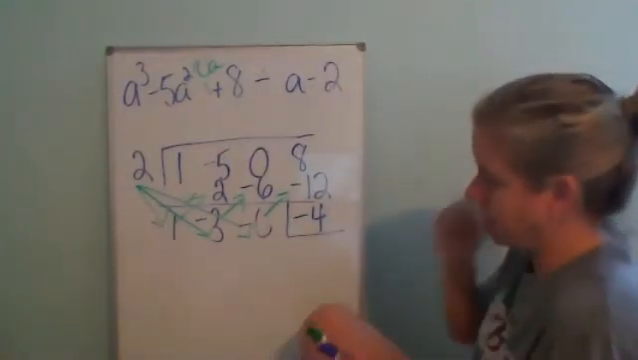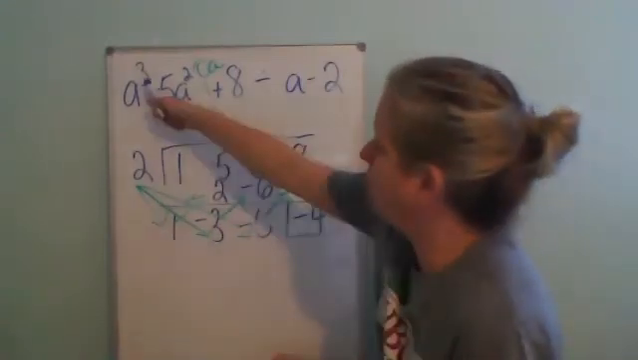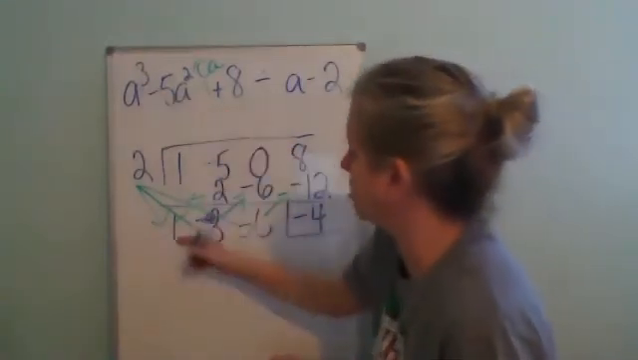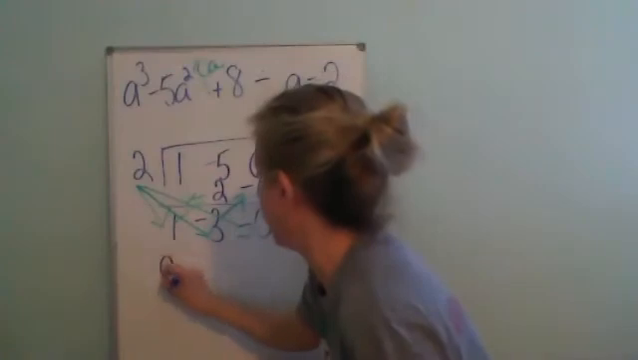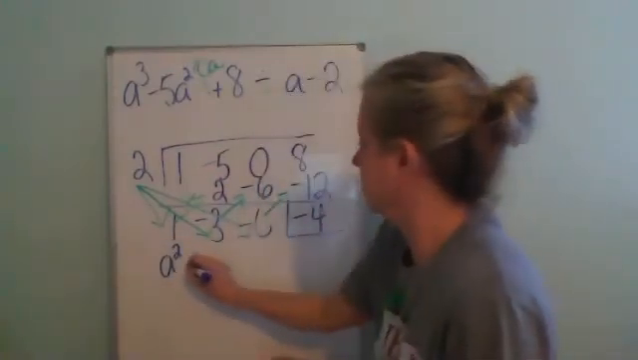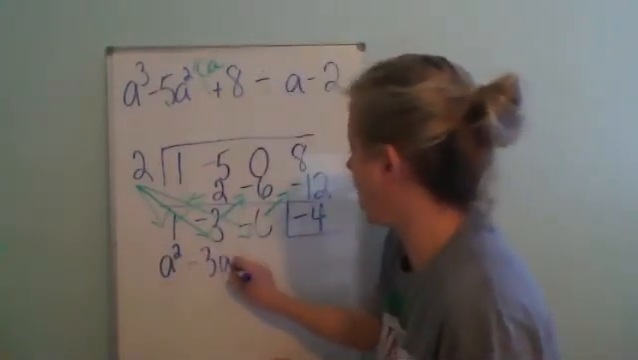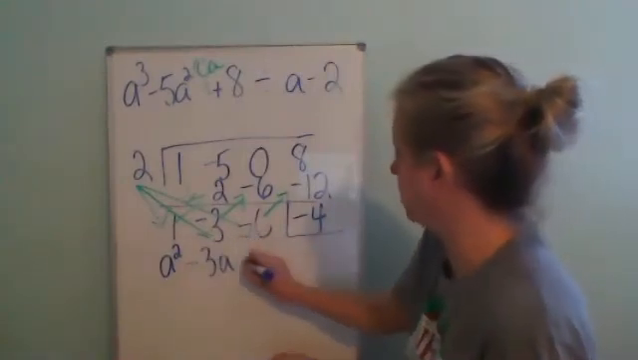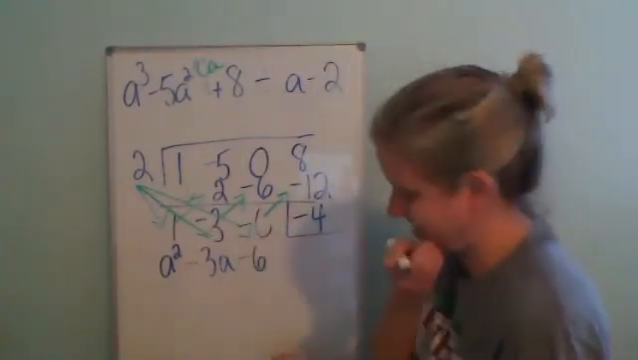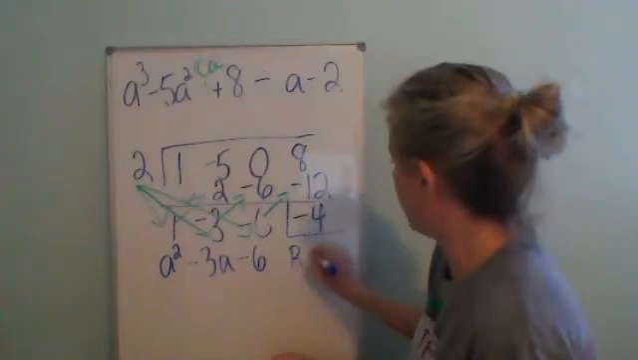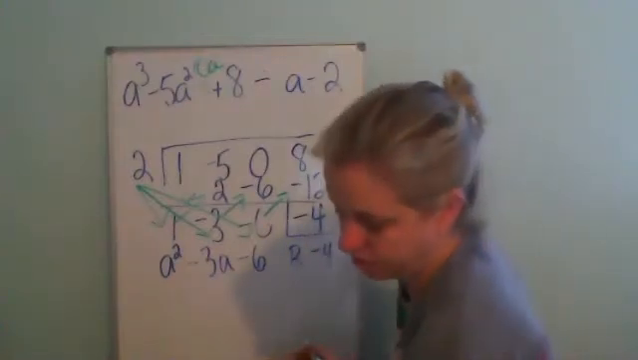So let's see what is left. 1 exponent down from a to the 3rd means I'll start off with a to the 2nd. Then -3a, since it's -3, and since that's -6, I'll have -6 with a remainder of -4.